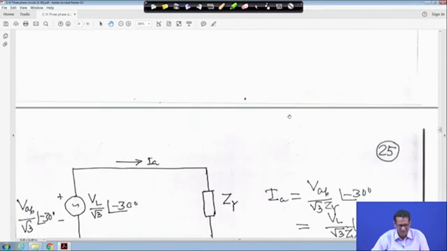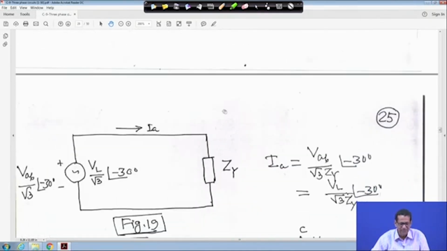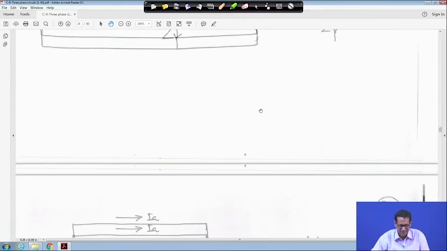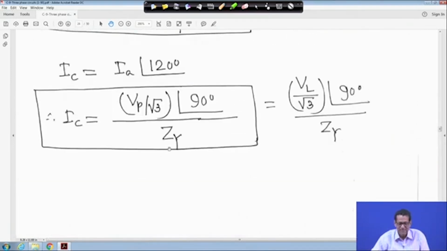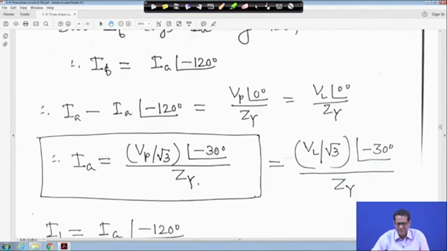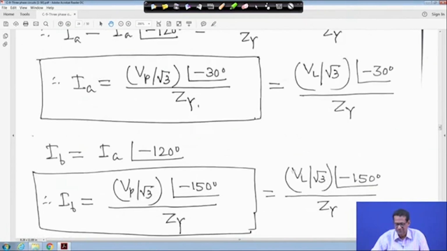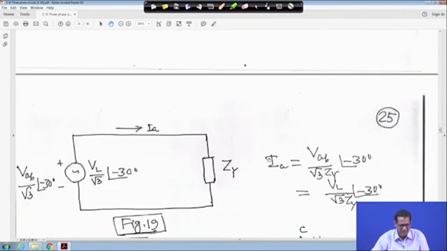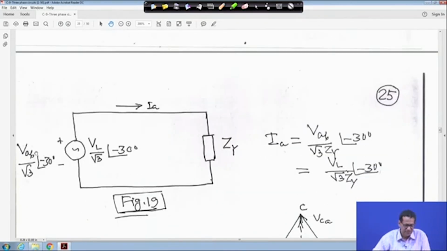So if you try to represent this for phase A, you see that IA is equal to VL upon root 3 angle minus 30 upon ZY. If you represent it by VAB upon root 3 angle minus 30, that is nothing but VL upon root 3 angle minus 30 degree, and this is your ZY, and this is the current flowing, IA.